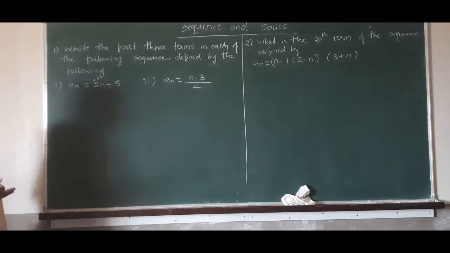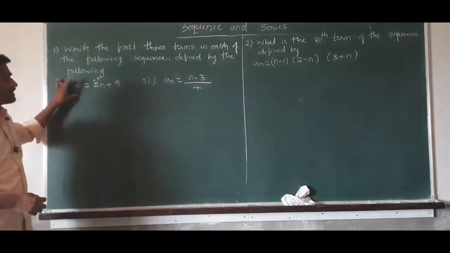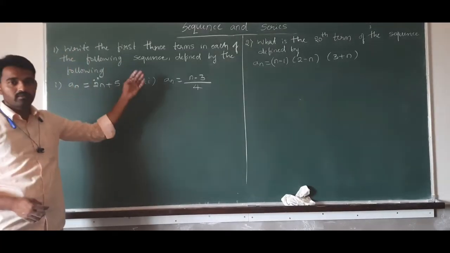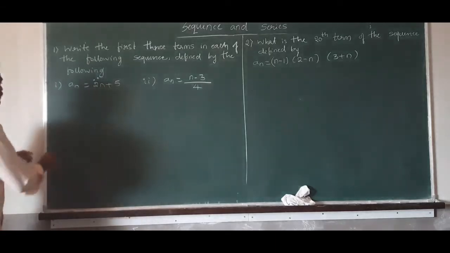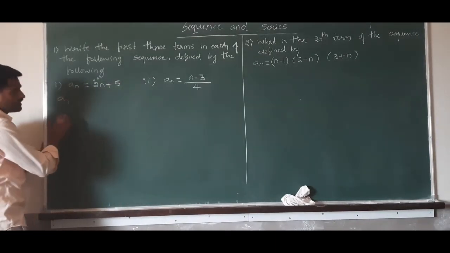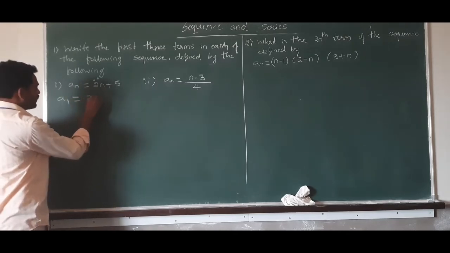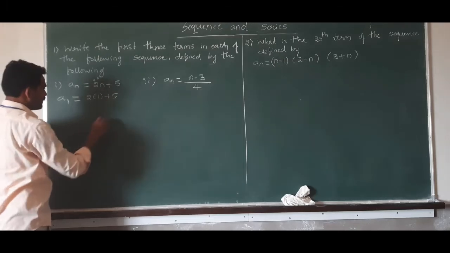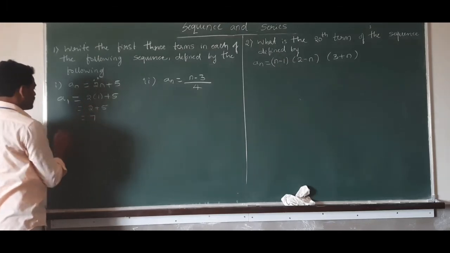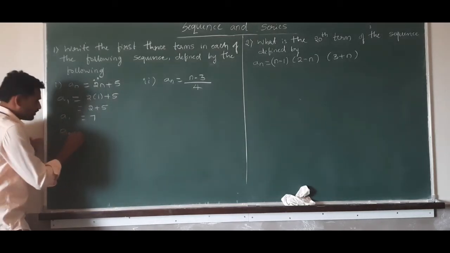We have to find the first three terms of the sequence. So an is equal to 2n plus 5. The first term is a1, so n is equal to 1. We put the n value as 1. 2 into 1 plus 5 is equal to 2 plus 5, which is equal to 7. So the first term is 7. The second term is a2, n is equal to 2.